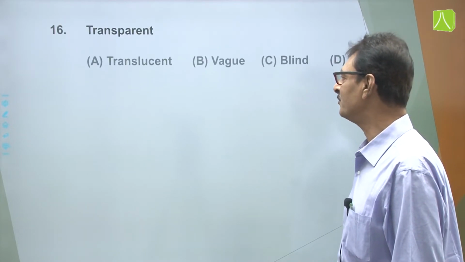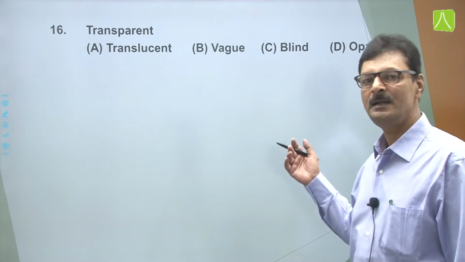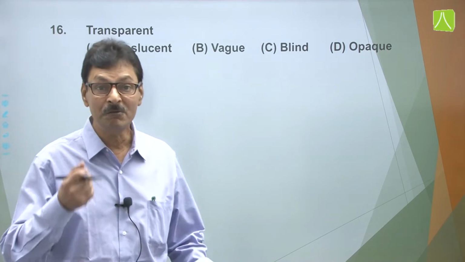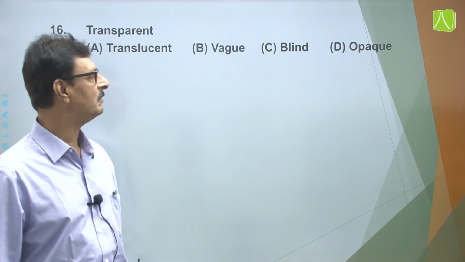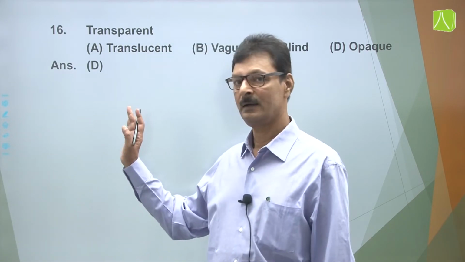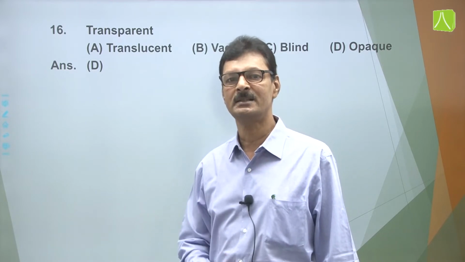Transparent, easy word for you. Translucent, vague, blind or opaque. And the correct answer, yes, everybody should know this one and everybody will be knowing this word. And the correct one is option number D, that is opaque. ट्रांसपेरेंट जिसके आर पार देख सकते हैं, ओपेक जिसके थ्रू हम नहीं देख सकते.